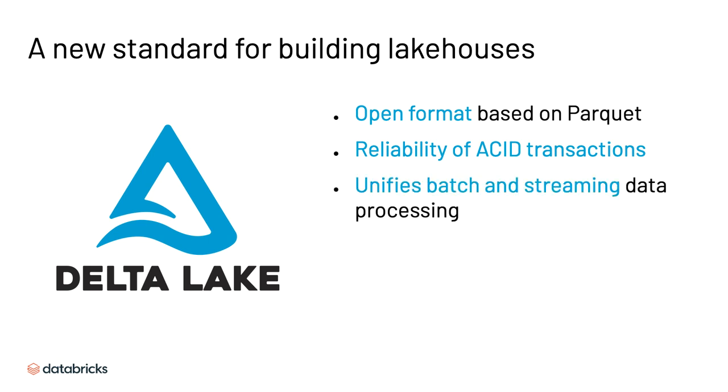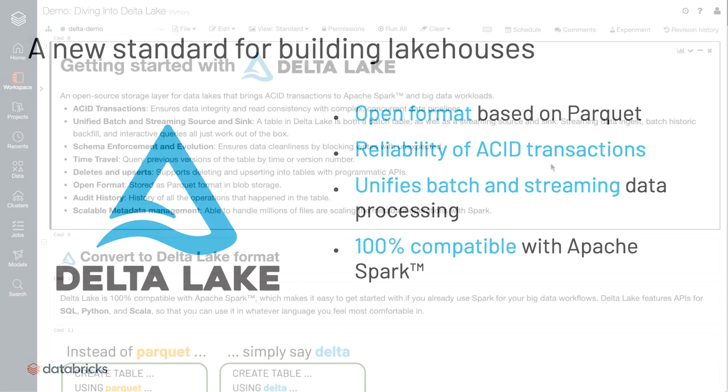Delta Lake tables unify batch and streaming data processing right out of the box. And finally, Delta Lake is designed to be 100% compatible with Apache Spark, so it's easy to convert your existing data pipelines to begin using Delta Lake with minimal changes to your code.